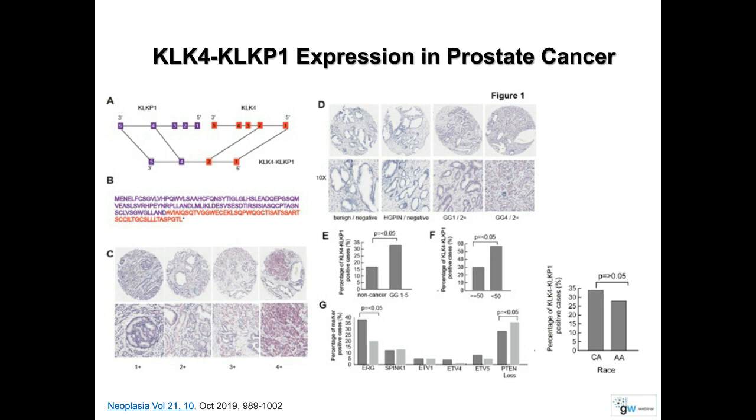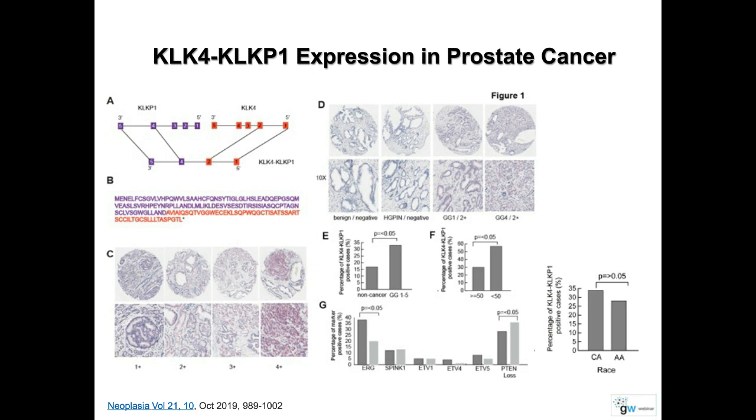And in F we show that this gene fusion is expressed particularly in men who are under the age of 50. Young men with prostate cancer are shown to have more of this gene fusion. Since prostate cancer has several other gene fusions, like TMPRSS2-ERG, we found that the KLK4 fusion is expressed more in ERG fusion positive cancer. There is more concomitant expression.